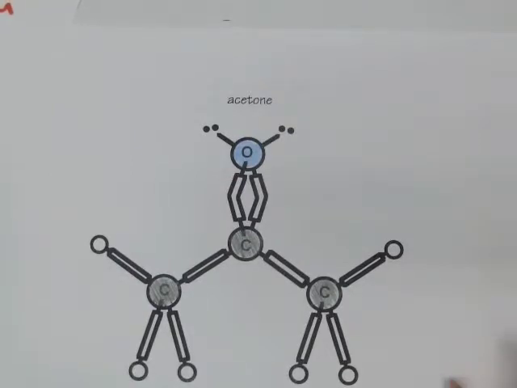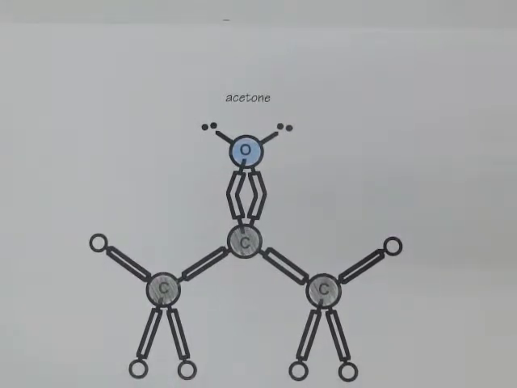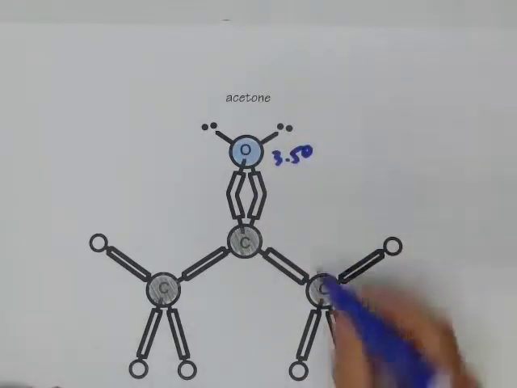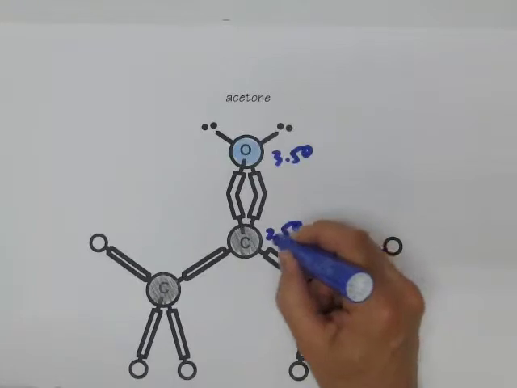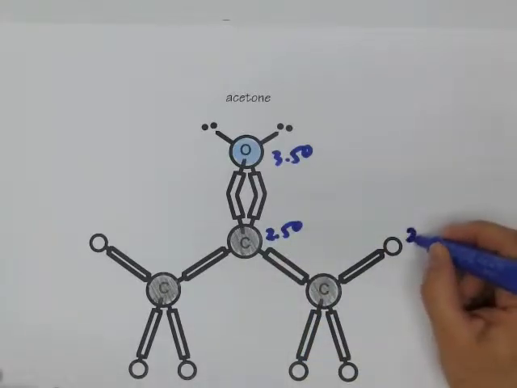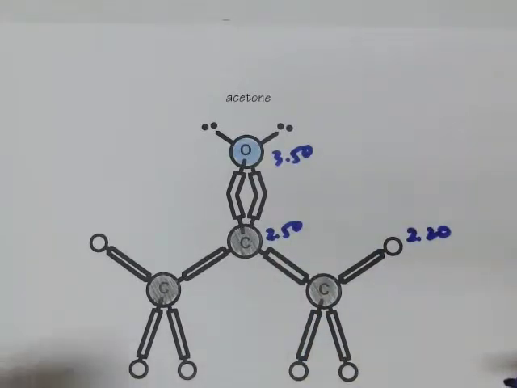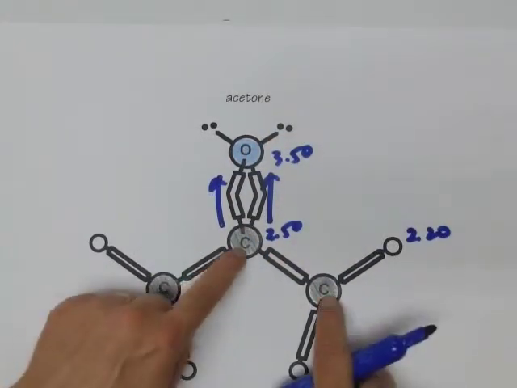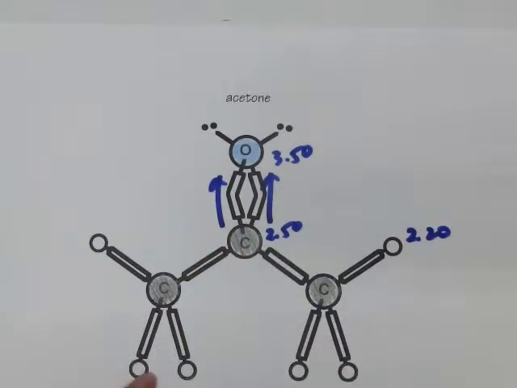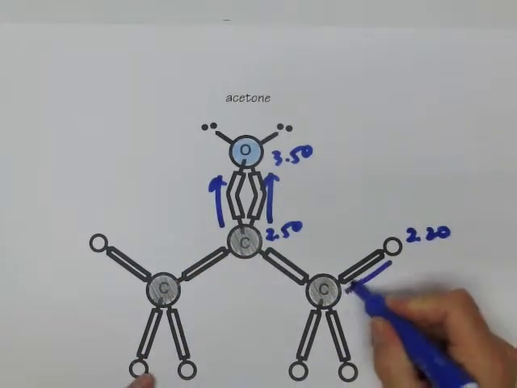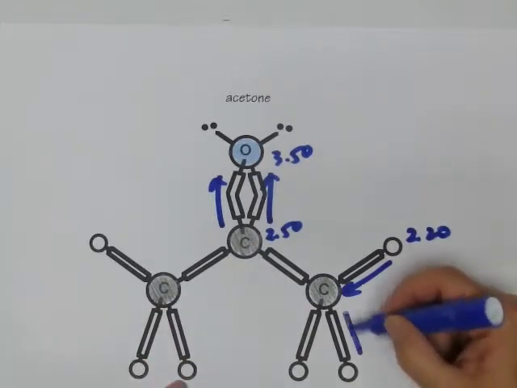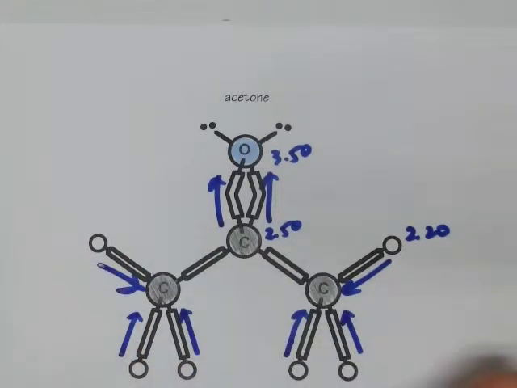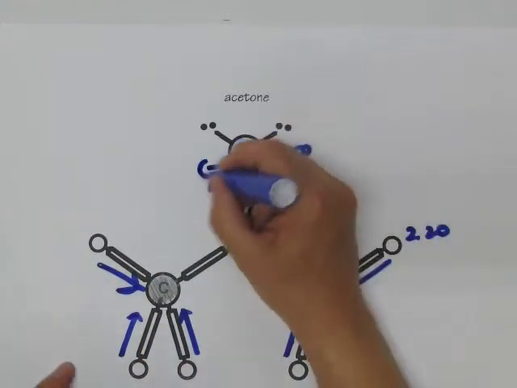Acetone, fingernail polish remover. So if I go around and look at the electronegativities of the elements, 3.50 for oxygen, 2.50 for carbon, 2.20 for hydrogen. Between the oxygen and the carbon, the electrons are pulled more towards the oxygen side. Between the carbons, they're the same, so we don't have to worry about them. The electrons are pulled more towards the carbon side because of its higher electronegativity, and away from the hydrogen because of its lower electronegativity. So now let's put on the charges.